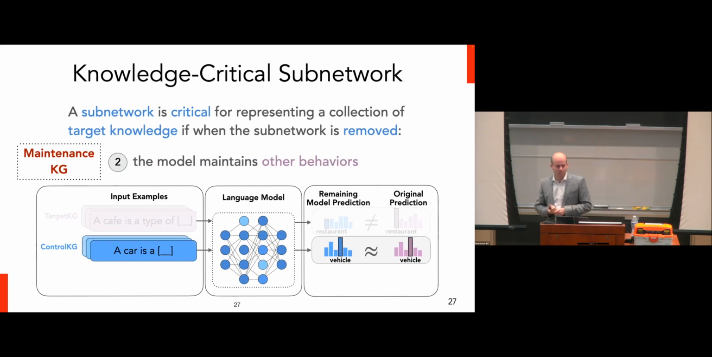And the second property that we want to ensure is what we call maintenance, which is that we want the remaining behaviors of the model that are outside of that reconstructed process to essentially remain untouched as we search for the subnetwork. So if I were to prompt the model for a different piece of knowledge that's not a cafe as a type of restaurant, and instead it's a car as a type of vehicle, the distribution over what the model knows about the sequence should remain roughly the same. And so here we define a control knowledge graph that contains knowledge that should not change as a result of this information.